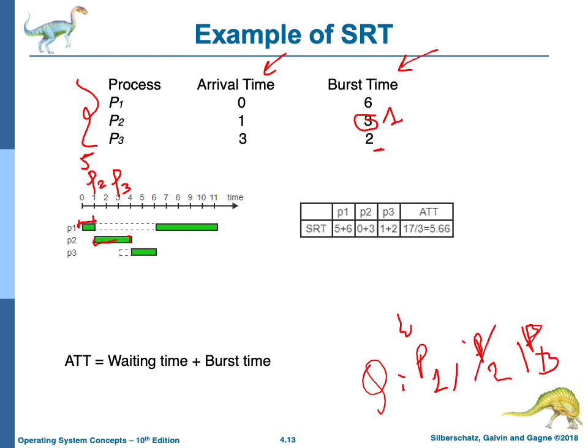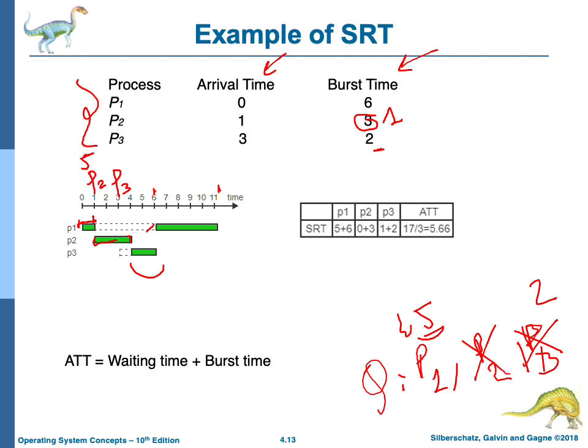So now P2 is finished, is terminated. What do we have now in the queue? We have P1 with a remaining time of 5, and we have P3 with a remaining time of 2. So P3 is the shortest, so it will be allowed to execute between times 4 to 6. Now P3 is finished, it's terminated. Now P1 is allowed to execute for the remaining 5 milliseconds between 6 to 11.